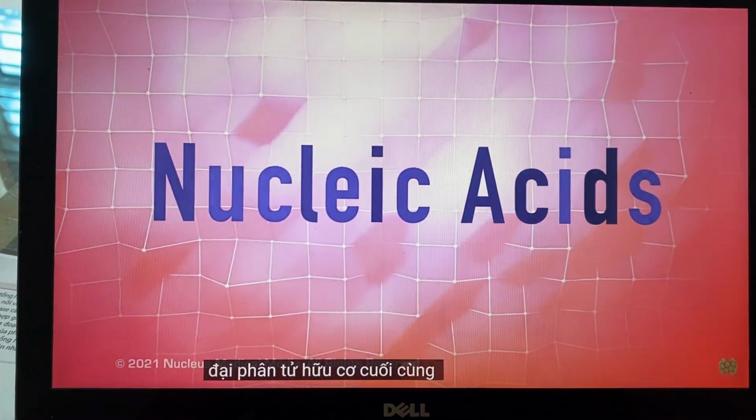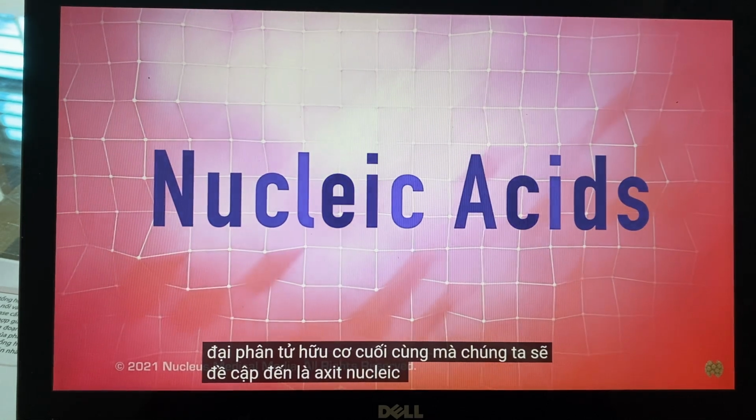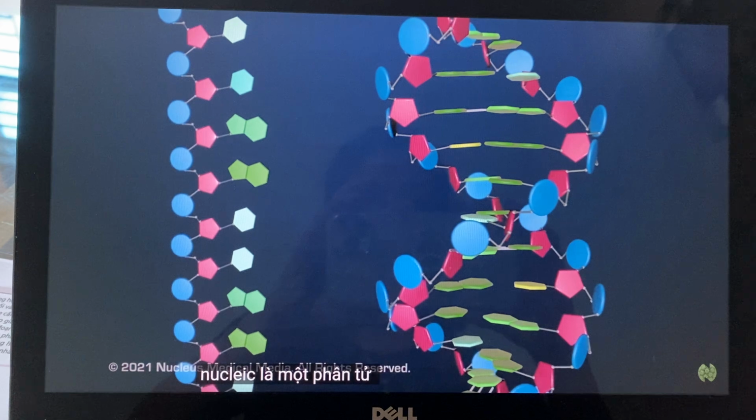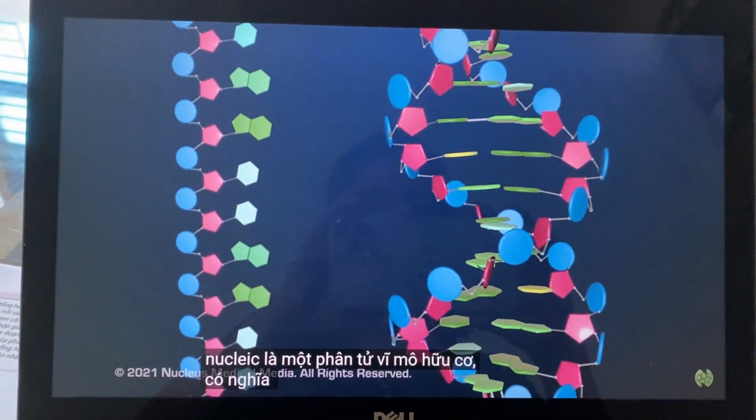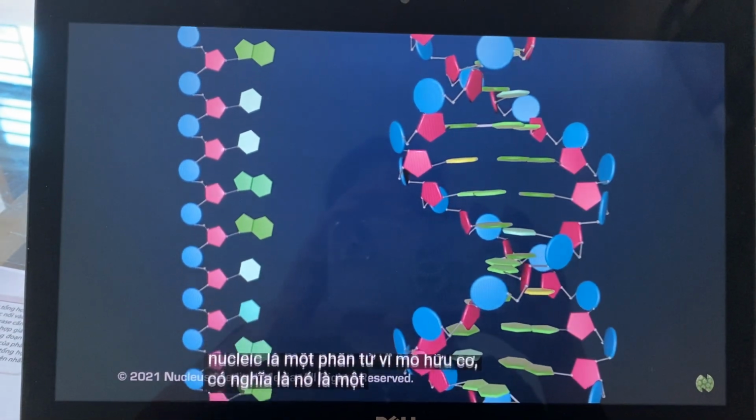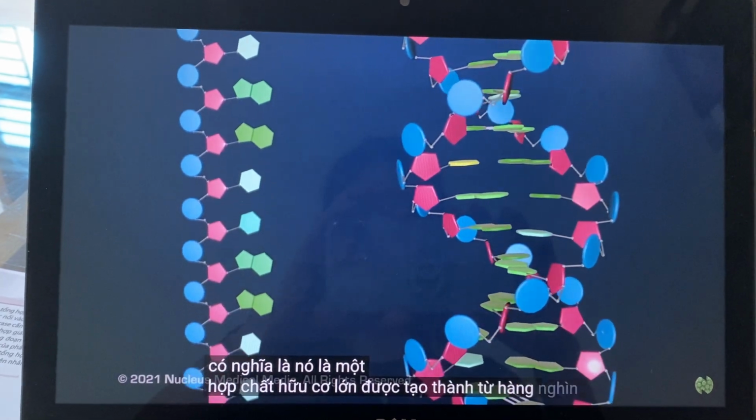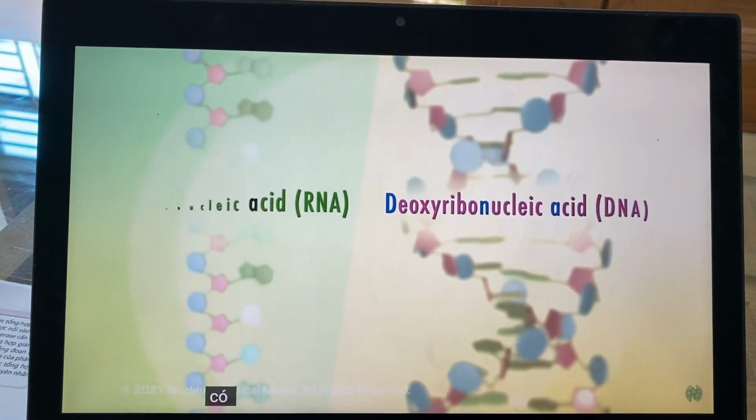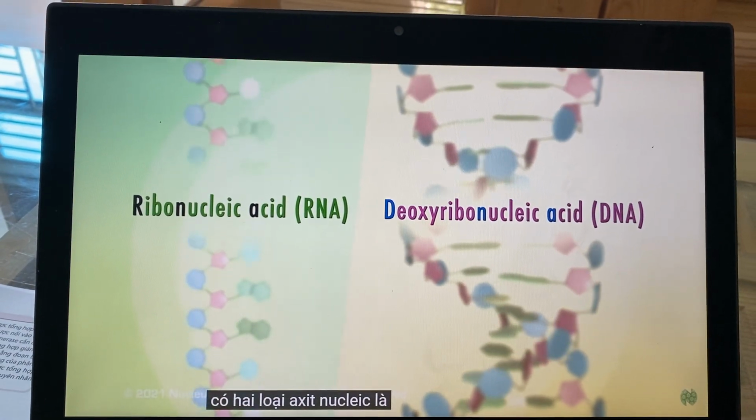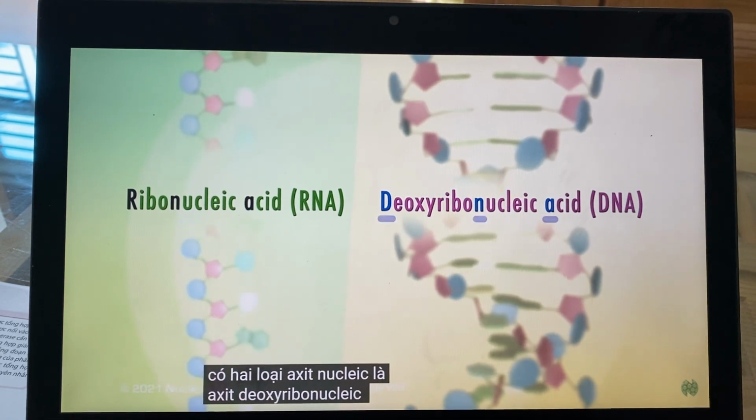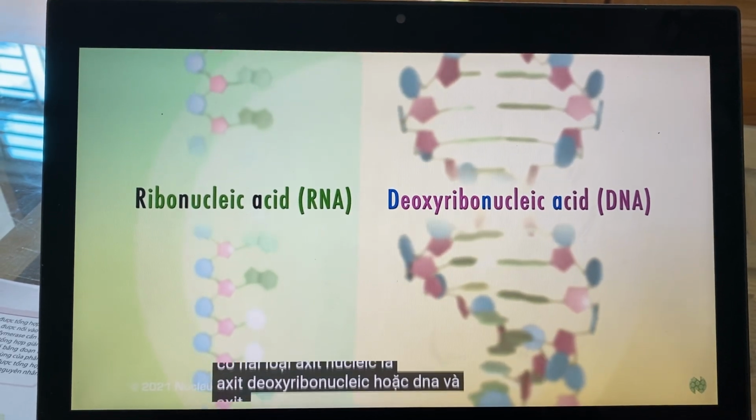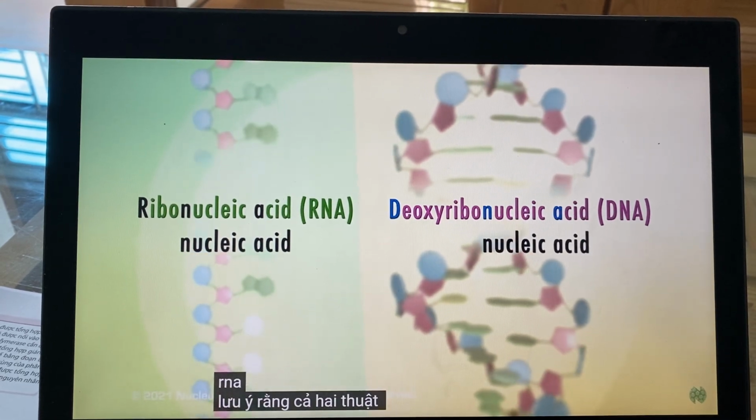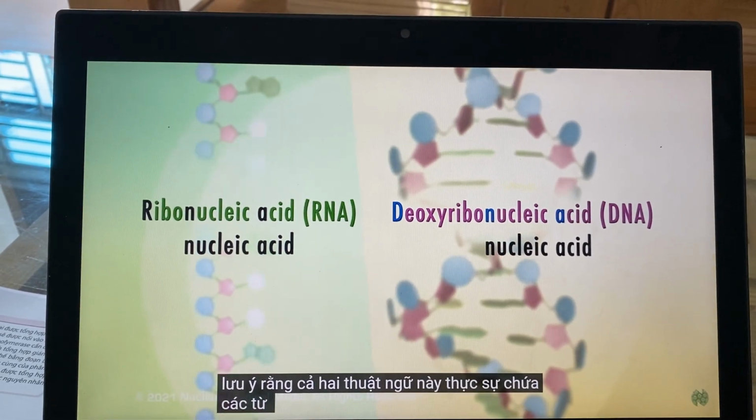The final organic macromolecule we'll cover is nucleic acids. A nucleic acid is an organic macromolecule, which means it's a large organic compound made from thousands or hundreds of thousands of smaller molecules. There are two types of nucleic acids: deoxyribonucleic acid, or DNA, and ribonucleic acid, or RNA. Notice that both terms actually contain the words nucleic acid in them.